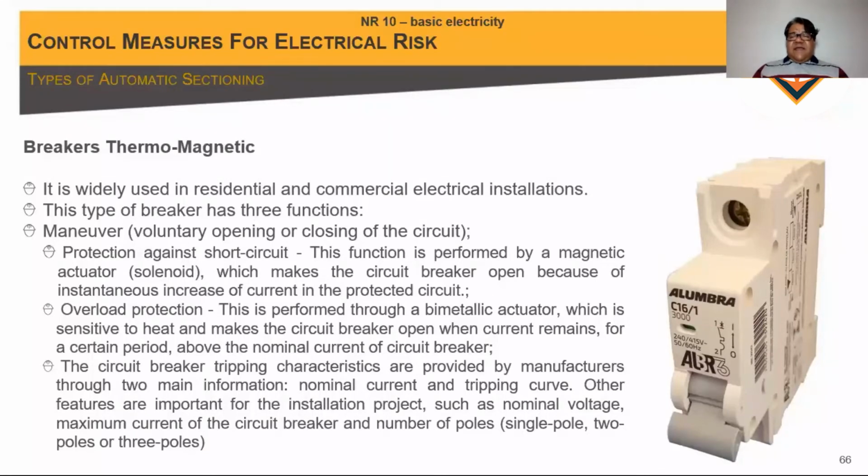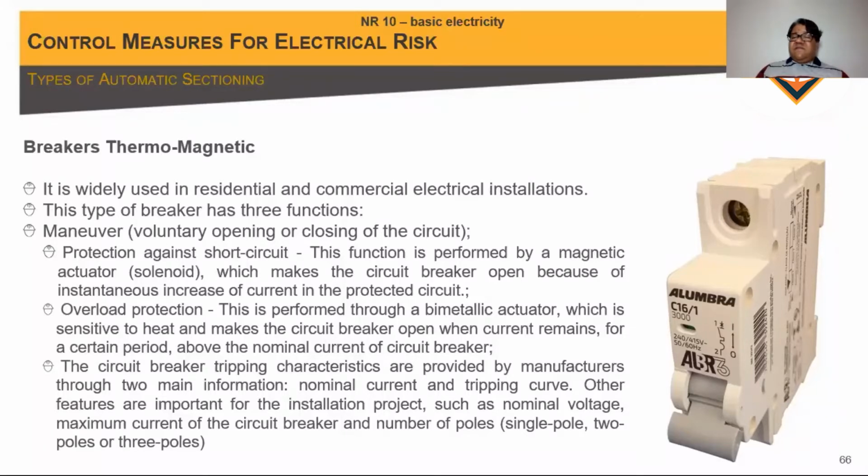The thermomagnetic breakers are widely used in residential and commercial electrical facilities. This type of breaker has three functions. First, the maneuver, voluntarily opening or closing the circuit. Second, protection against short circuit. This function is performed by a magnetic actuator, just like a solenoid, which makes the circuit breaker open because of the instantaneous increase of the current in the protected circuit.